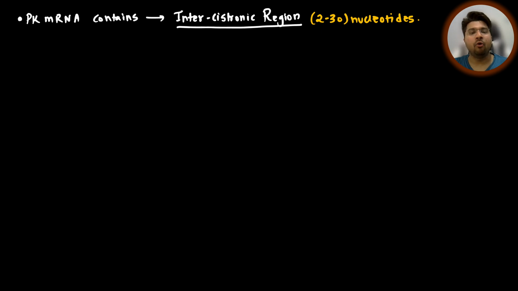Prokaryotic mRNA also contains an intercistronic region. Please remember, the intercistronic region will only be found where there are multiple cistrons. Inter means between multiple cistrons, so a region between cistrons can only be there when multiple cistrons are there. The size of the intercistronic region can vary from a minimum of 2 to a maximum of 30 nucleotides.